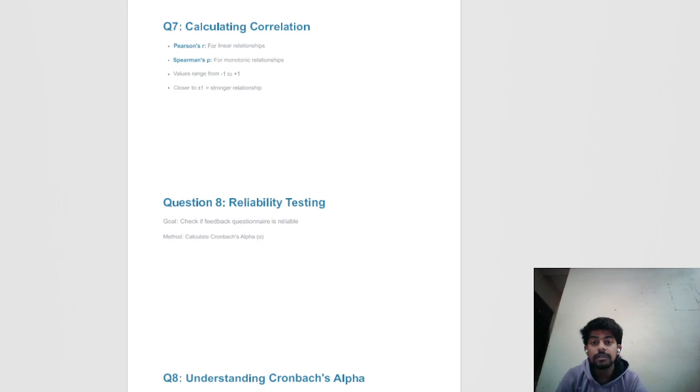Now we'll see the calculation method. To compute Cronbach's alpha, we follow a systematic process. First, calculate the variance of each individual item in the questionnaire. Second, calculate the variance of the total scores across all items. Then apply the Cronbach's alpha formula which relates these variances. The alpha value ranges from 0 to 1, where higher values indicate better internal consistency.